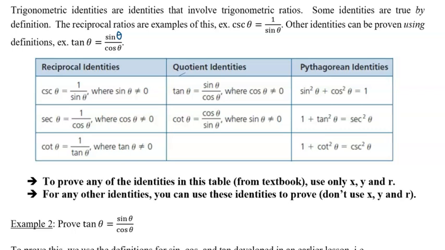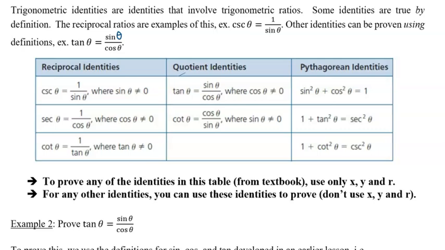Now notice here it says to prove any of the identities in this table, we're going to use x, y, and r. I've taken these from a textbook that I'm using. Basically though, once you've proven these 8, we're going to use those as our building blocks to prove harder identities. We won't have to go and use x, y, and r after these 8, but to prove any of these 8, you should use x, y, and r.